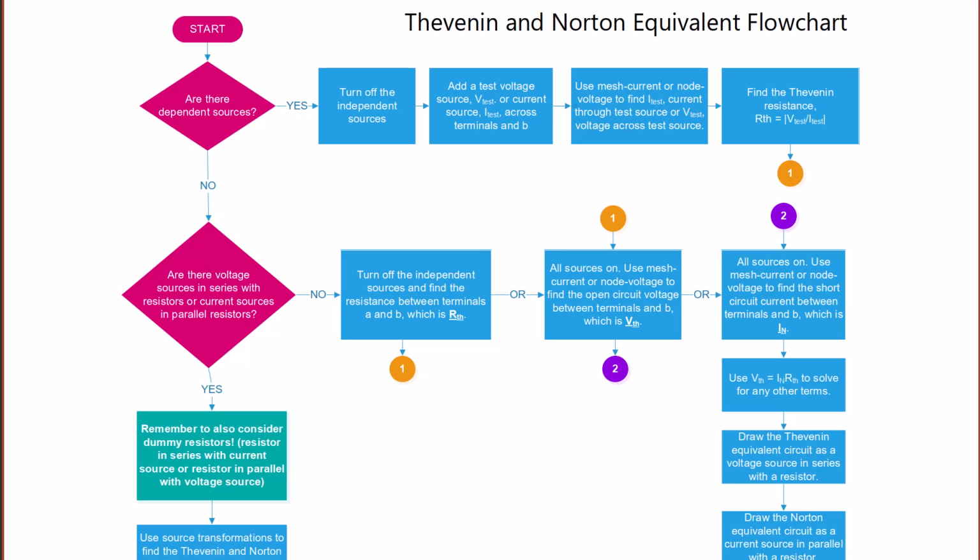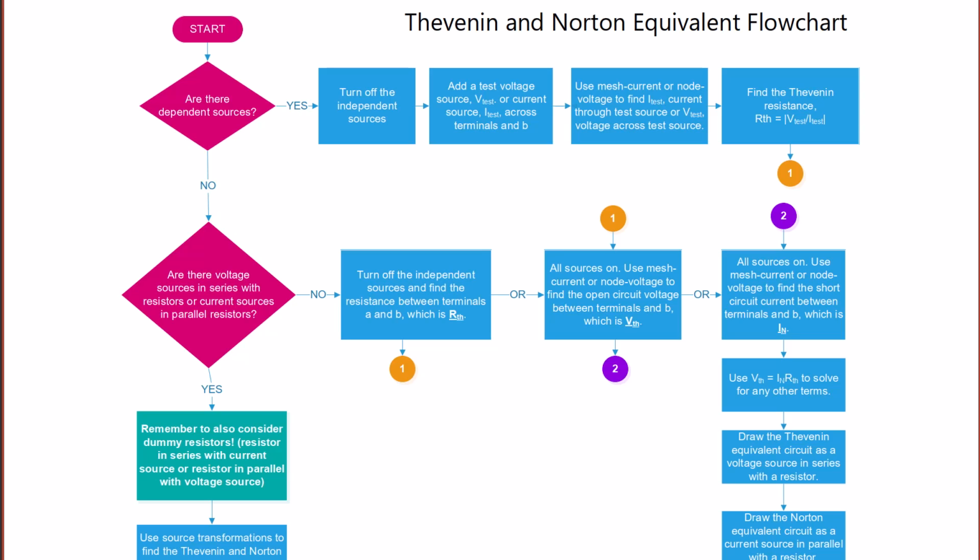The Thevenin and Norton equivalent for AC circuits is similar to the Thevenin and Norton equivalent for DC circuits. So the process is as follows. First, are there any dependent sources? If so, turn off the independent sources, add a test voltage source or test current source across terminals A and B, and then use the mesh current or node voltage method in order to find either the voltage across or current through the test source, and then use that to find the Thevenin resistance or the Thevenin impedance, Z Thevenin equal V test over I test.